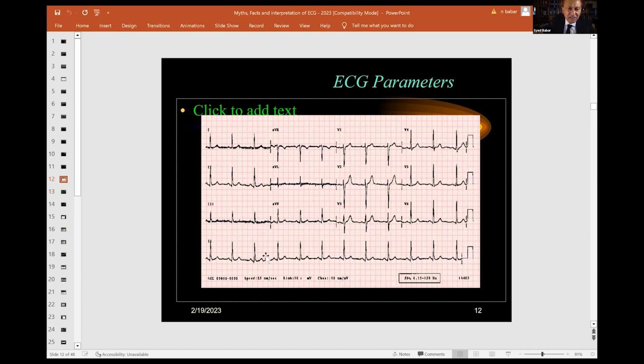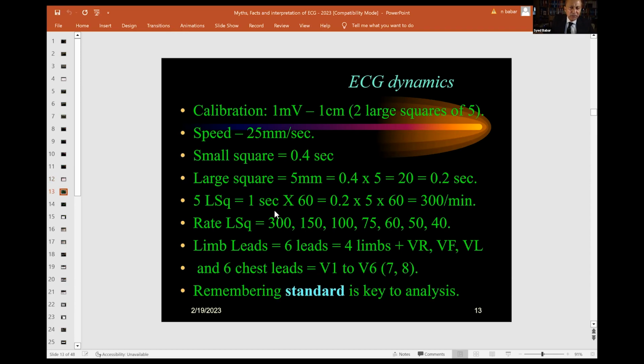So each large square is 0.2 second, and we can time each one of these accordingly. When we look at the large squares, if the QRS or the R part of it is repeated in one large box, then the rate is 300. 2 large boxes, 150, 100, 75, 60, 50, 40. These are easier to remember.